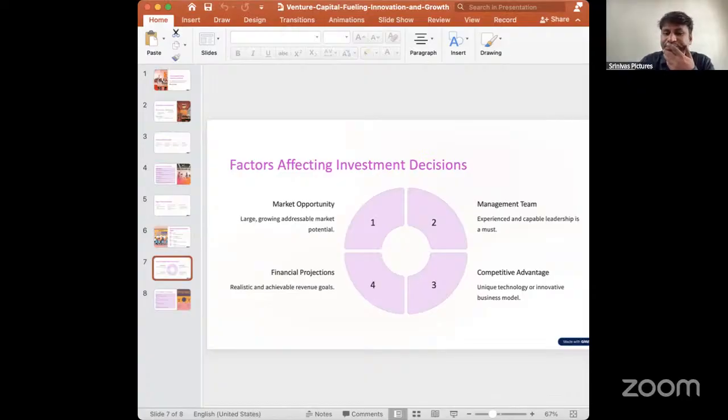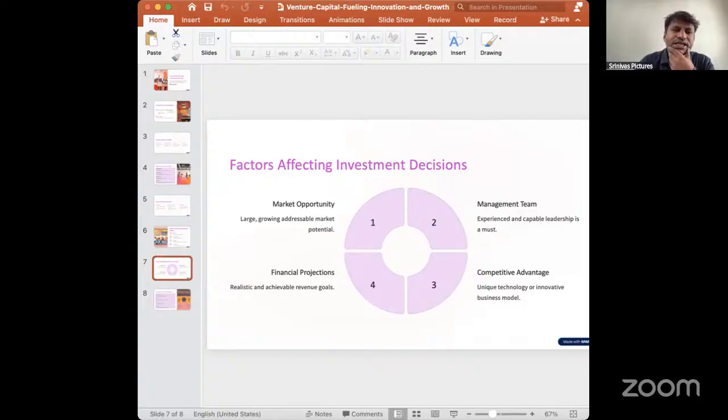And the next one is competitive advantage, unique technology or innovative business models. That will give the competitive edge. And the next one is financial projections, realistic and achievable revenue goals and market opportunities. So all these factors are going to affect the decision.